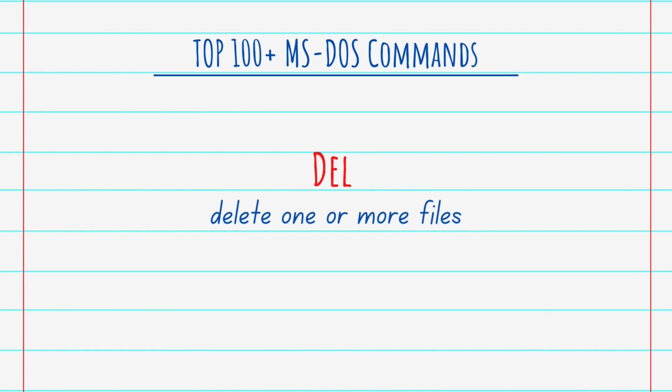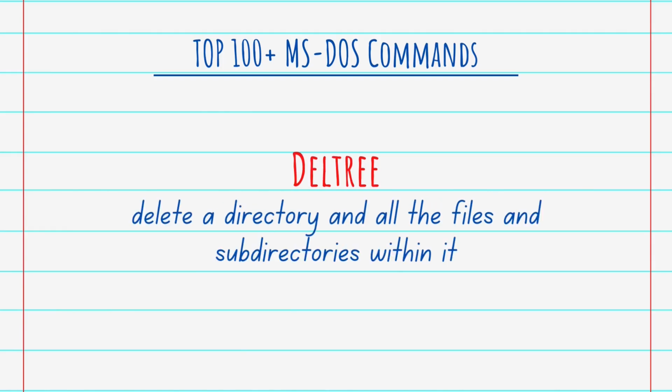Next is del. The del command is used to delete one or more files. The del command is the same as the erase command. Then next is deltree. The deltree command is used to delete a directory and all the files and subdirectories within it.